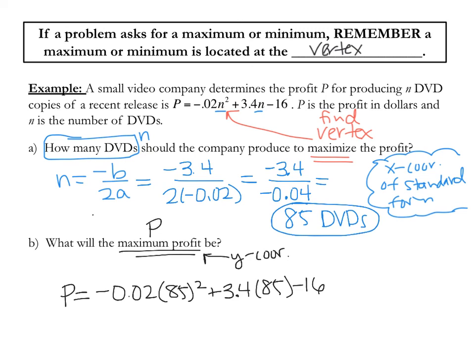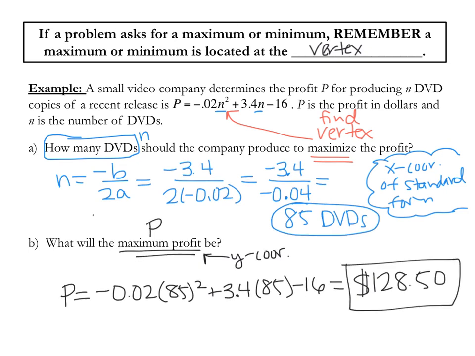So these sound complicated, but it's the same math we were doing on the previous page. And if you type that in your calculator, you should get an answer of $128.50. So that is the maximum profit.